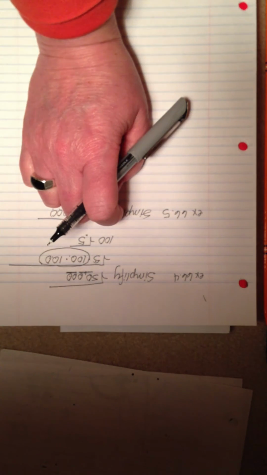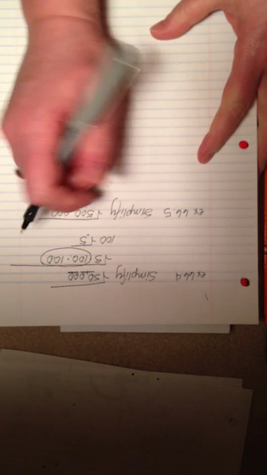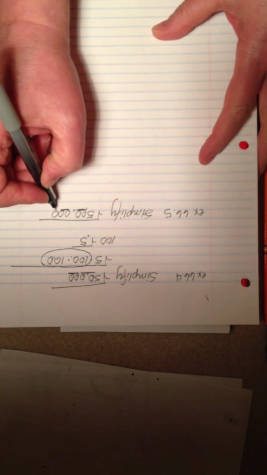So, what we're going to do this time is we're going to break this down. Again, we want our pairs of zeros. We have one left right there.